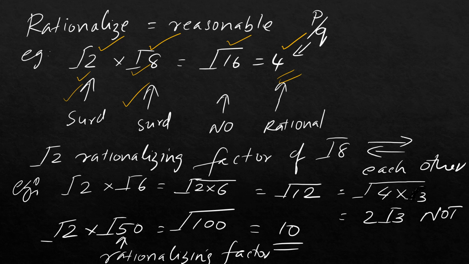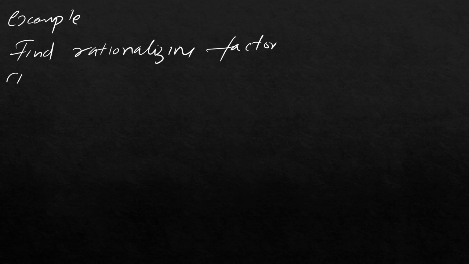Here you see root 2 into root 50, and it is root 100, and we got 10. So root 50 is the rationalizing factor for root 2, or for root 50, root 2 is the rationalizing factor, mutually. You can go for more examples in this to understand the concept of rationalizing factor.